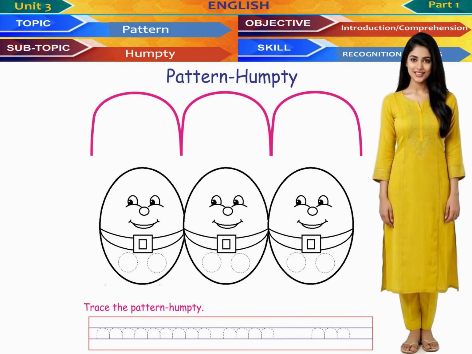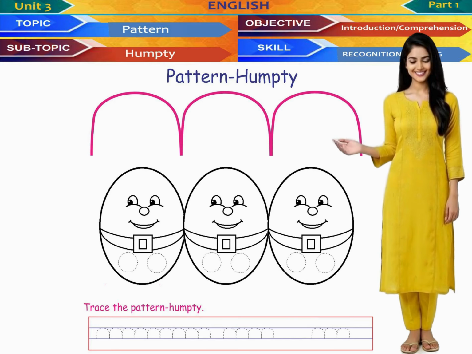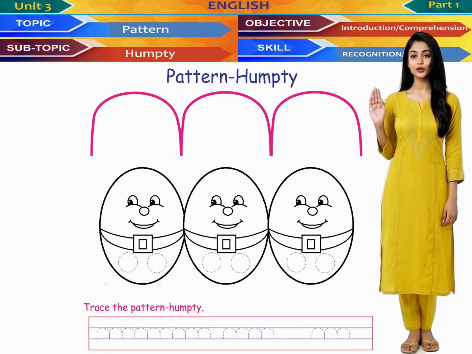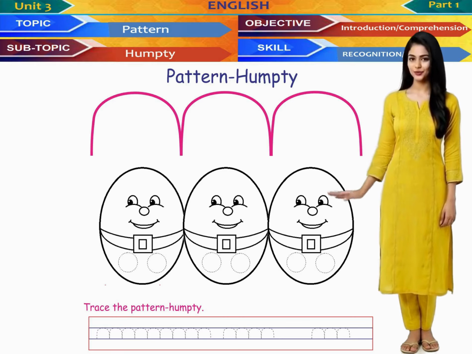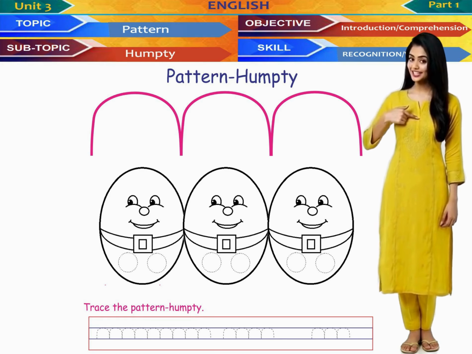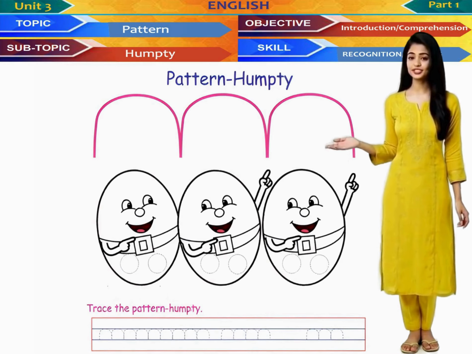Welcome back, children. Today we are going to learn about Humpty pattern. Children, the Humpty pattern looks like an inverted letter U. It means upside down letter U. See these curvy humps on the top. The pattern looks like an inverted letter U. Now look at the happy Humpties below. They help us understand the pattern.